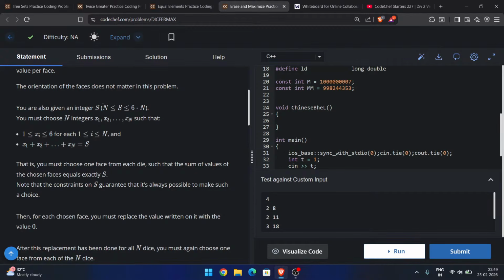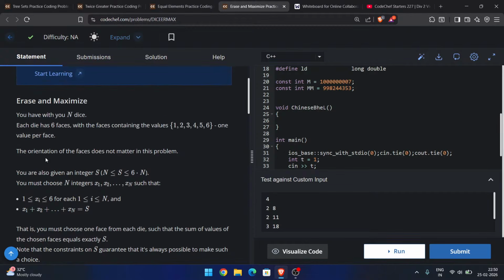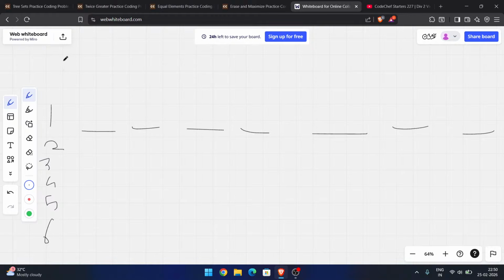Okay, so in this question what we want is a sum, let's say that sum is x. So by using some digits, let's say if x was 8, and if I have chosen this 4, then by these two numbers I can create 8.